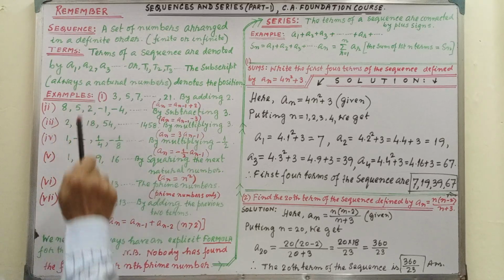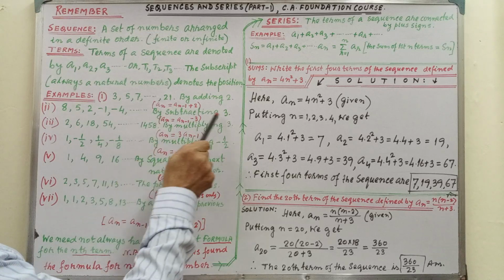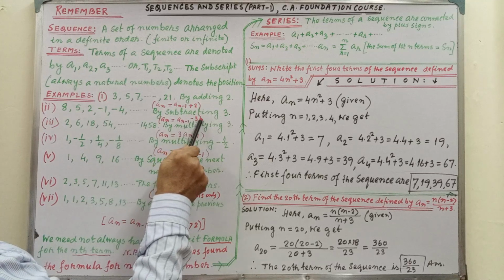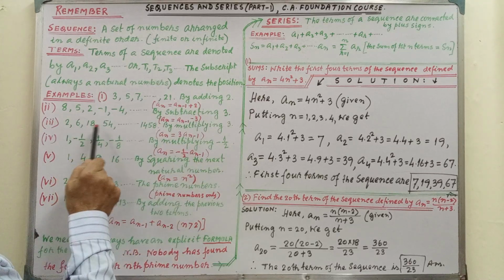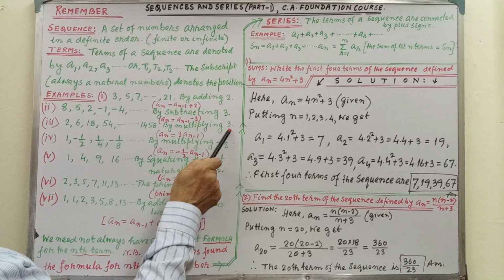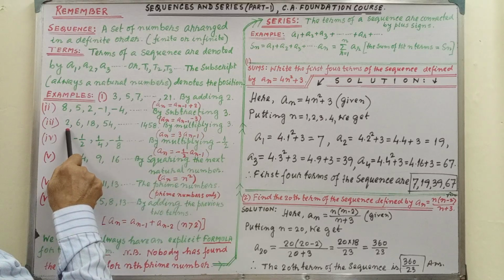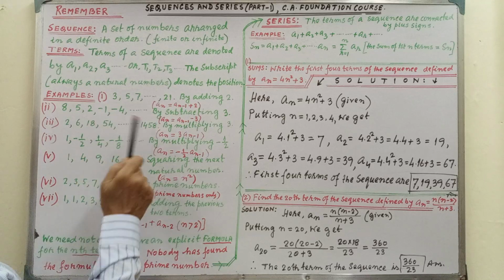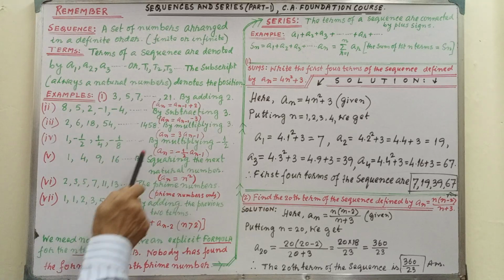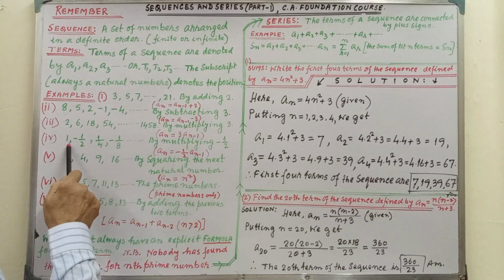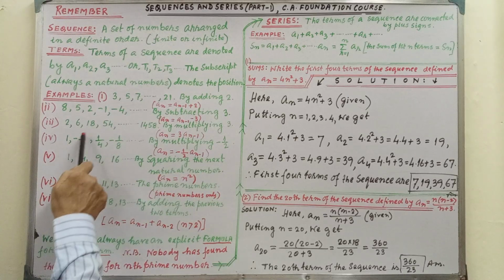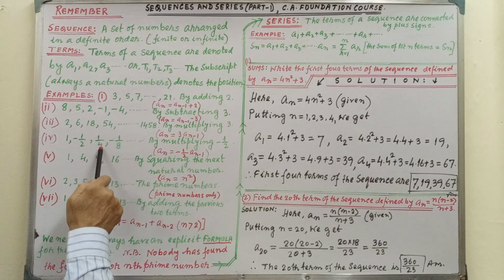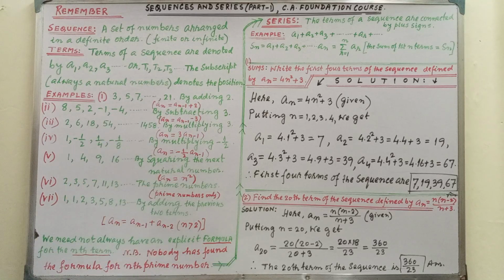Next example, 8, 5, 2, by subtracting 3: a_n equals a_(n-1), the previous term, minus 3. Next, 2, 6, 18, 54 by multiplying by 3. 2 multiplied by 3 is 6, 6 multiplied by 3 is 18. In this way, we are getting this sequence. Next, by multiplying by minus half: 1 into minus half is minus half, minus half into minus half is 1 by 4. In this way, we are getting this sequence.